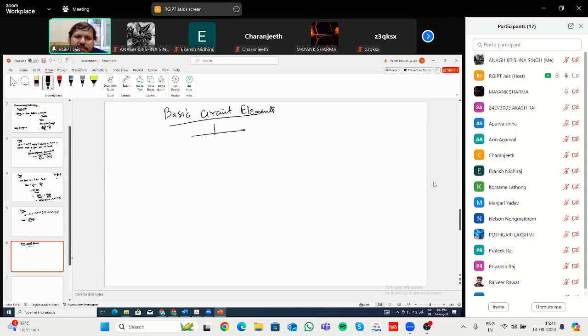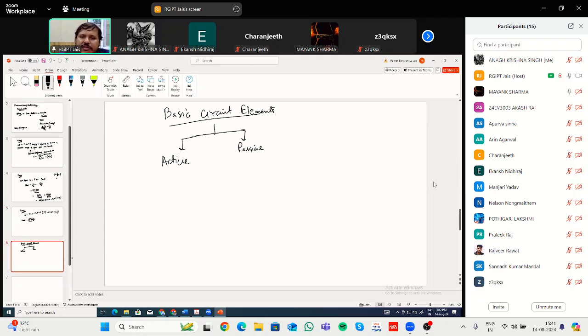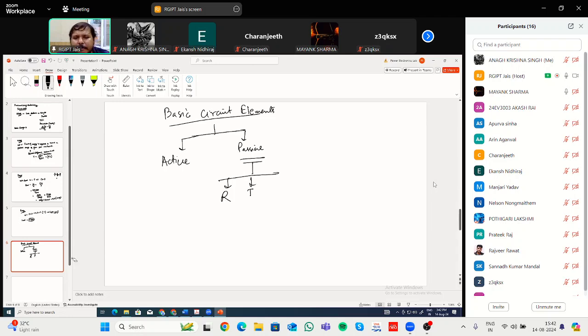Again, circuit elements can be classified into active. There are other ways to classify circuit elements that we will cover. But the things that we are starting with are active circuit elements and passive circuit elements. We'll see resistance, inductance, and capacitance.